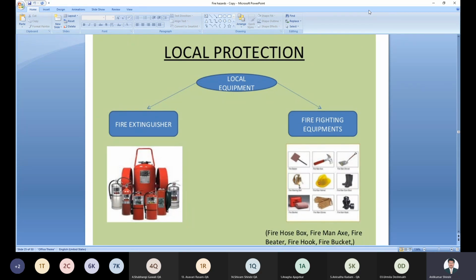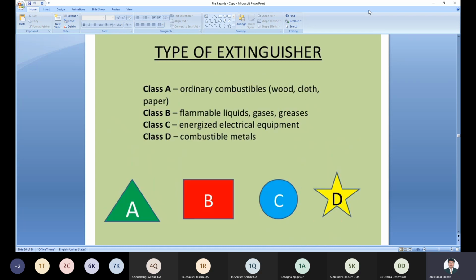There are fire extinguishers, small size fire extinguishers, right? We can attach them in every department to avoid problems. Then firefighting equipment. These are the different firefighting equipment: gloves, shoes, right? And the different fire hose boxes, fireman axe, fire beater, fire hooks and fire buckets. These are the equipment required to prevent or fight fire.